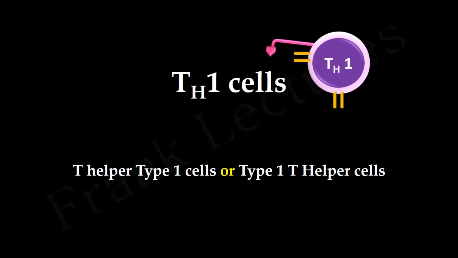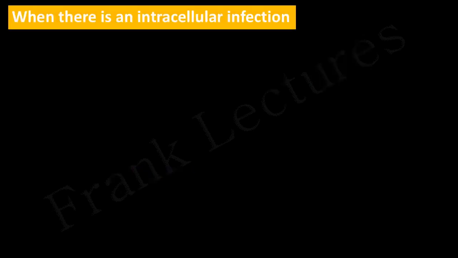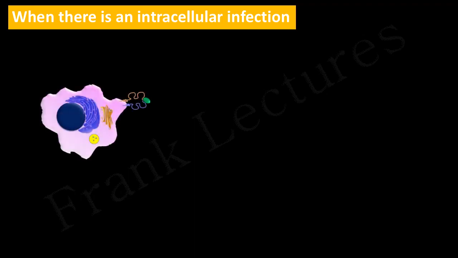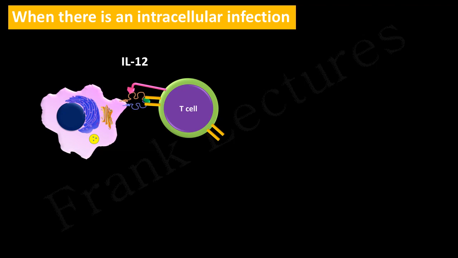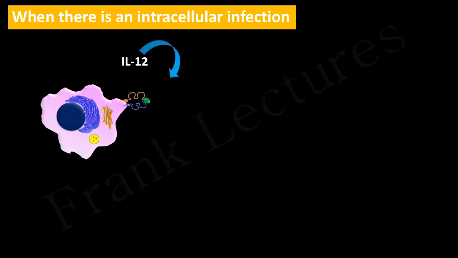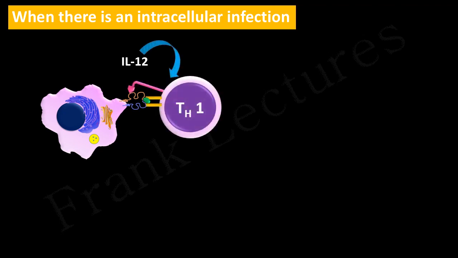T helper type 1 cells. When there is an intracellular infection such as a viral or intracellular bacterial infection, the dendritic cells and the macrophages secrete interleukin 12. The dendritic cell migrates from the site of infection to a nearby lymph node, where it presents the antigen to a naive CD4 positive T cell. Once the antigen is recognized, the interleukin 12 induces or signals this T cell to become a T helper type 1 cell.